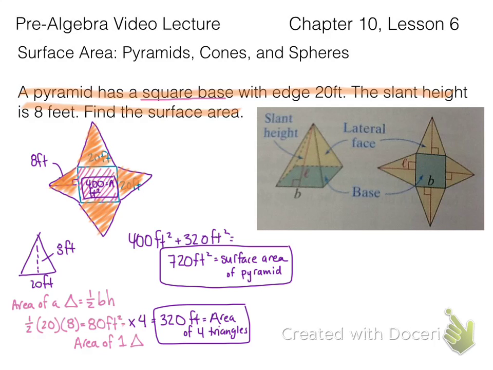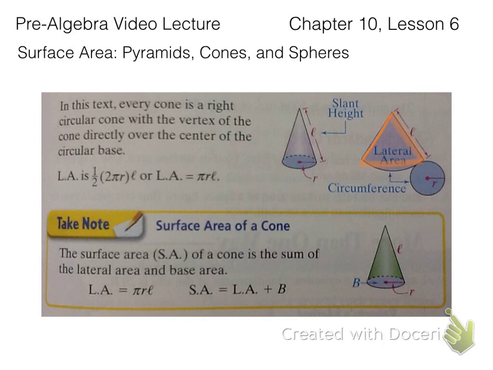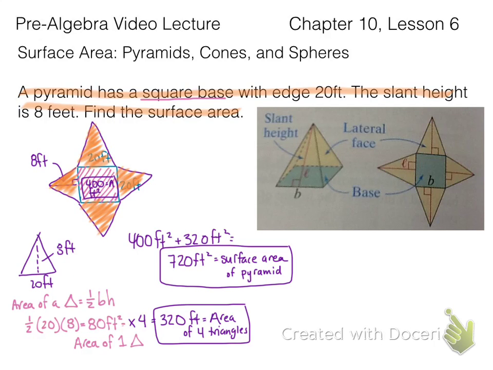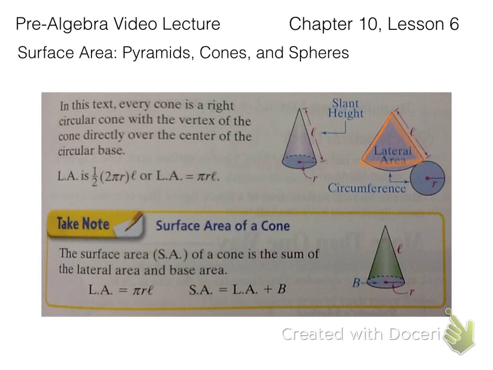All right, let's go ahead and talk about cones. Cones are pretty cool. If you look at the net of a cone, the lateral face is actually pretty much a triangle. And let me show that to you again.